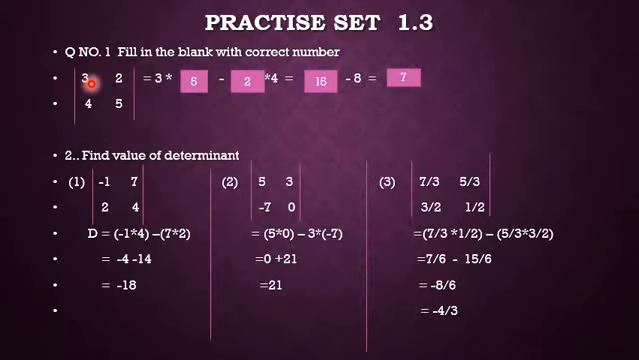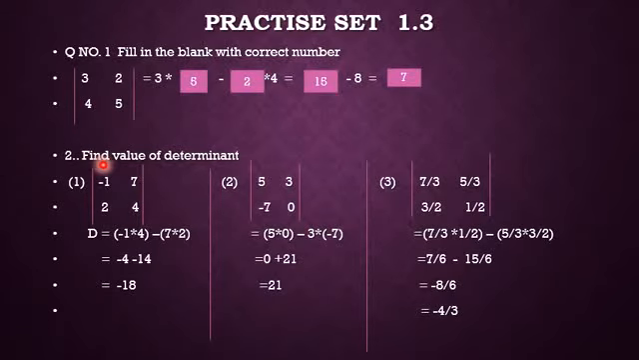Here the determinant is given as 3, 2, 4, 5. We can fill in the boxes: 3 into 5 minus 2 into 4. That is very easy. 3 into 5 is 15, then 2 into 4 is 8. 15 minus 8, the answer is 7. This completes that activity.